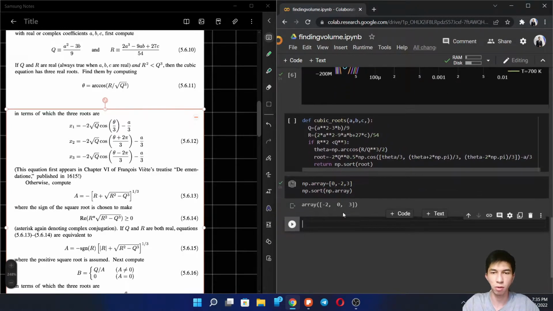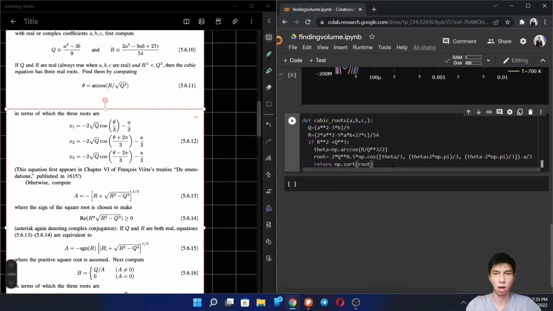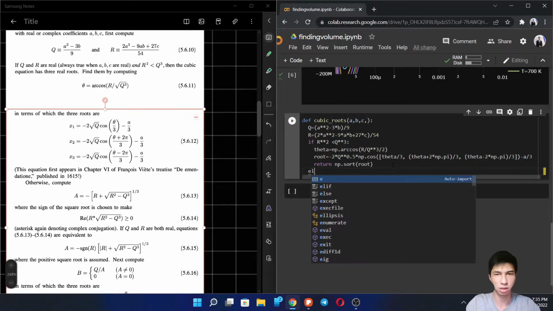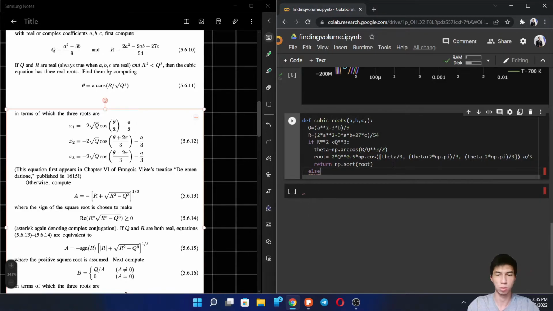So it's going to sort our values in an increasing order. So we don't need this. So this will be our first case. And for our second case, we're going to say it's else. So we don't need any other options here.